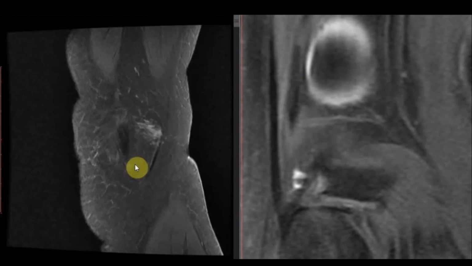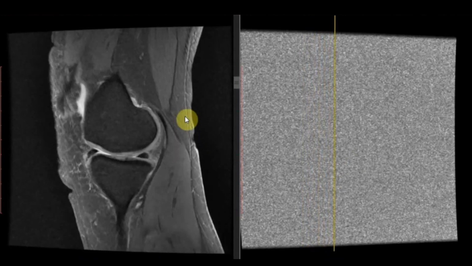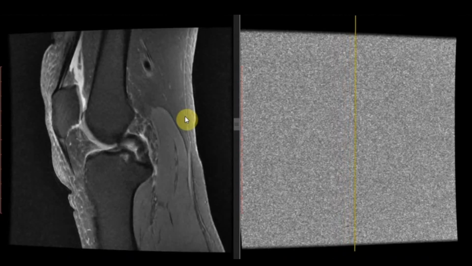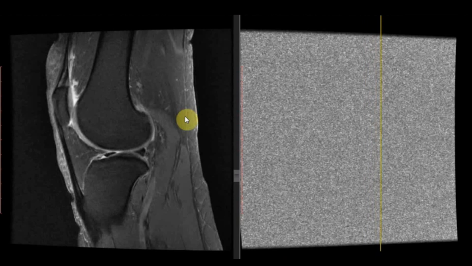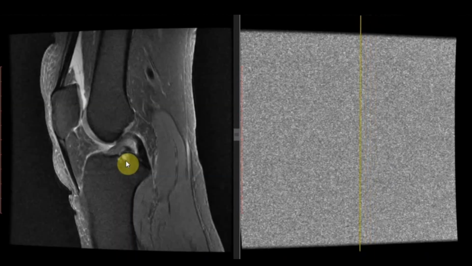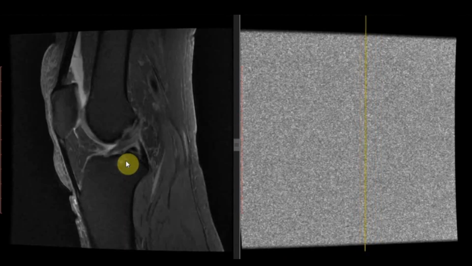Let's move to next case. This is the case of a 58-year-old female, an old lady, and she twisted her leg, she twisted her knee. As we can see, the fibers of the ACL are showing hyperintensity. However, they are not completely torn. So there is low-grade ACL trauma, ACL sprain.